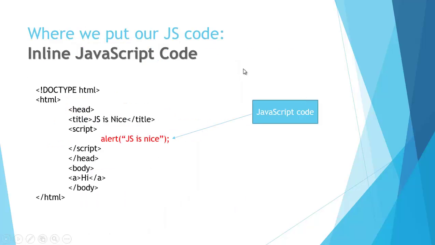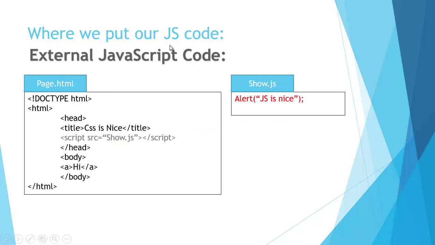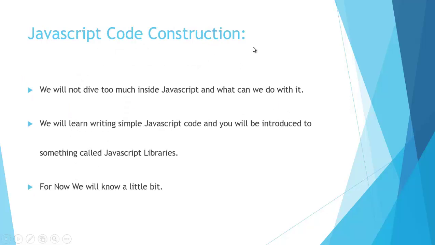Where we put our JS code: inline JavaScript code. Here we have an HTML file, and inside it we put this JavaScript code inside the script tag. We also have external JavaScript code, something like CSS, with JS files. Here alert.js is nice. So this is an external JavaScript file.